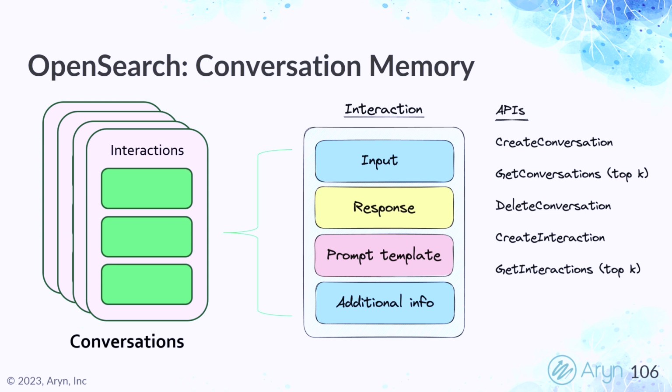Each interaction is composed of an input, the question that you might be posing, a response that came back from the generative AI model, the prompt template that was used to prompt the model to get the answer, as well as any other metadata that the application wants to store for that particular interaction. And then, of course, you have your standard CRUD APIs to be able to retrieve, update, and delete the interactions that are in your memory.